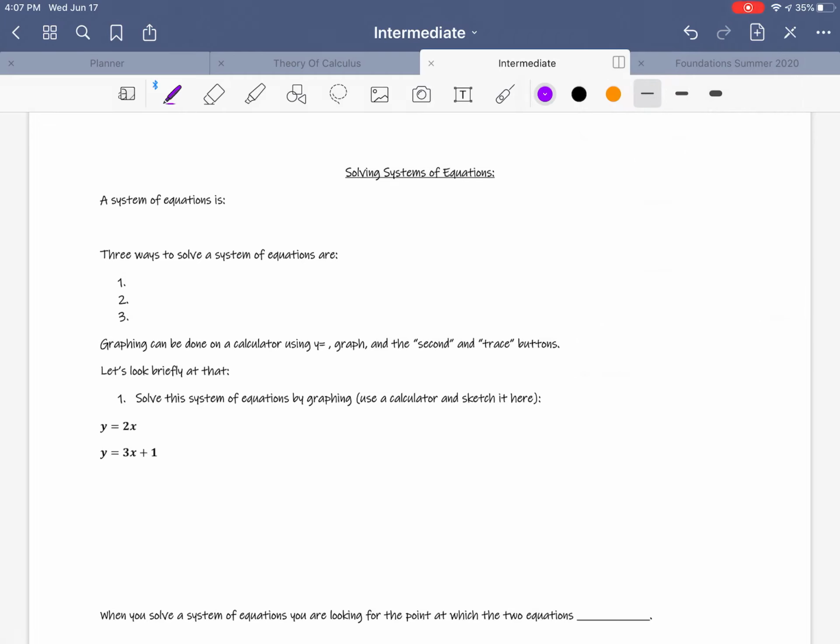This is a video on solving systems of equations using graphing and substitution. In the next video, we'll do elimination, but for this one, we're solving using these two methods.